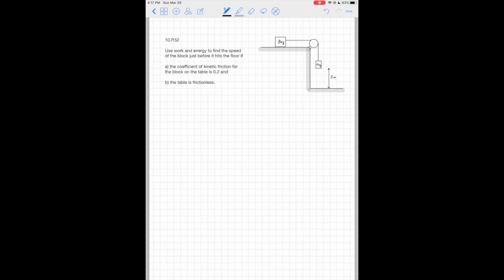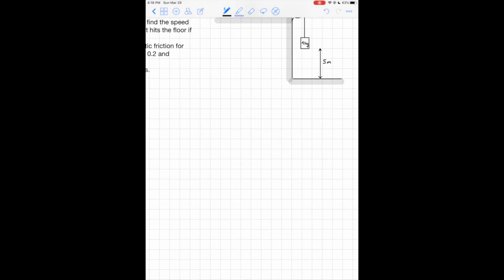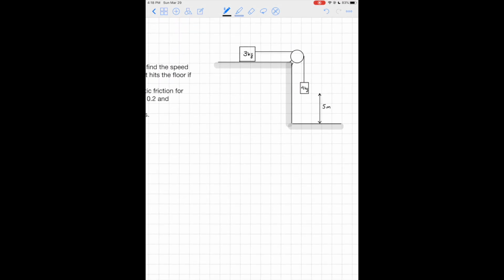So our problem says, use work and energy to find the speed of the 4 kilogram block just before it hits the floor if we have two scenarios. A, the coefficient of kinetic friction for the block on the table is 0.2, and then B, if the table is frictionless. So this is our scenario here.